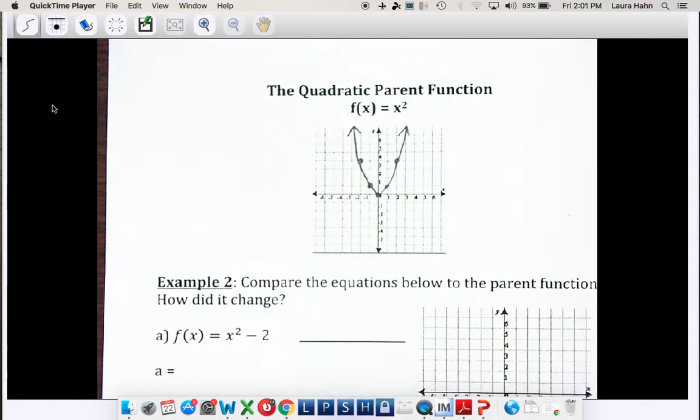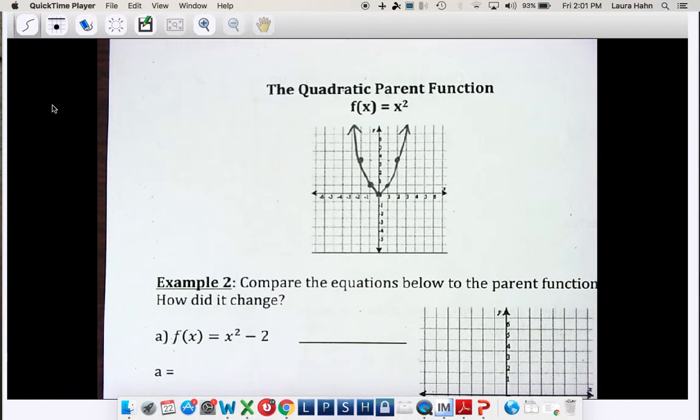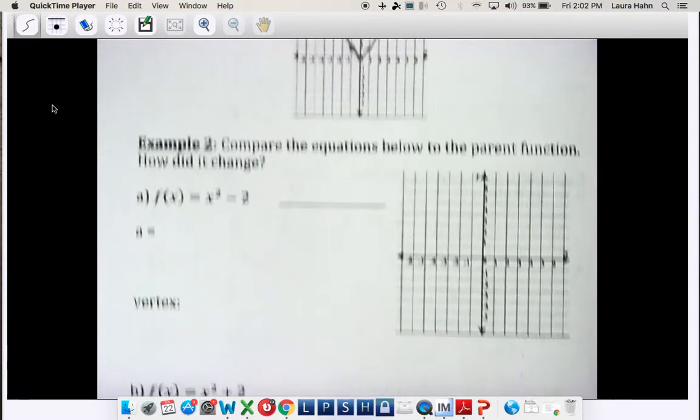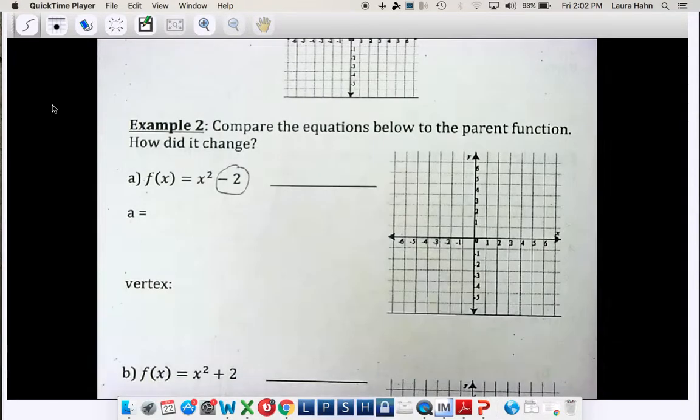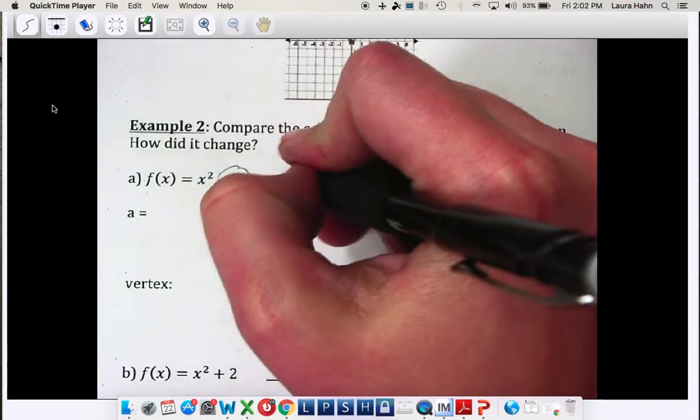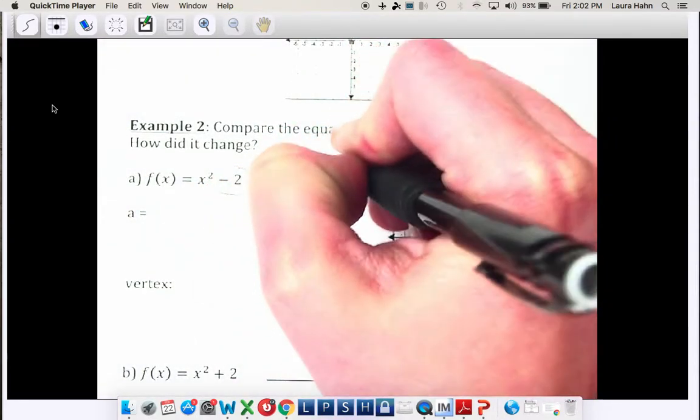All right, so that's the parent function. We compare everything to it. Now we're going to look at some different changes. These aren't going to be happening to the x. This is happening at the end. We know that affects our up and down, our y, the y-axis. So since it's a -2, I know it's going to go down 2.